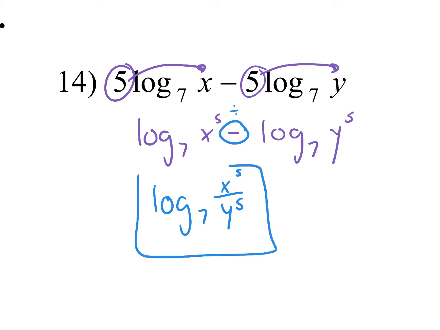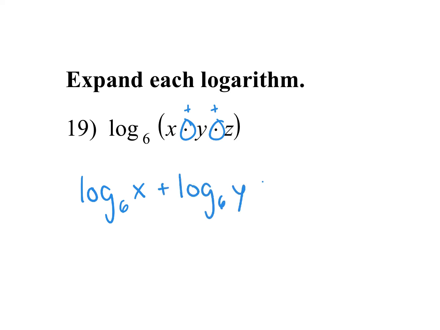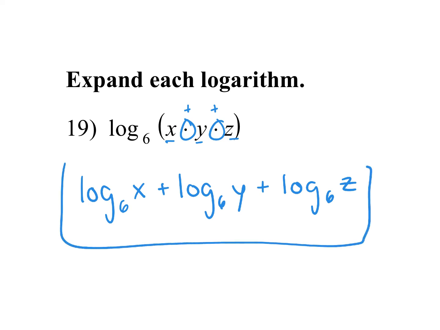And that's our answer. All right, so number 19. We are expanding. So what goes with multiplication? Addition. When we expand it, that means we're going to have to add. So I start with my log base 6. What would come next? X. And then what? And then plus? Perfect. So every time you break it apart, each thing needs to get its own log. So since we have 3 terms here, we're going to have 3 logs in our answer.